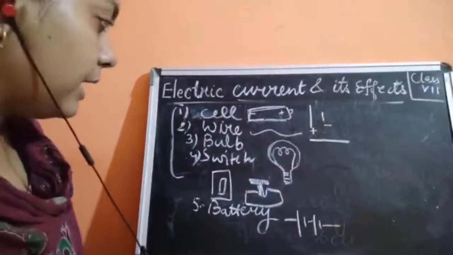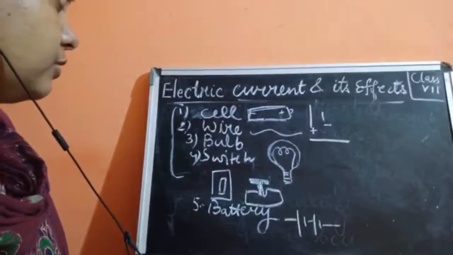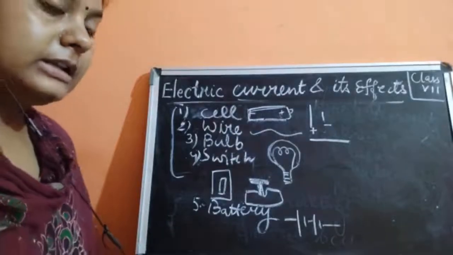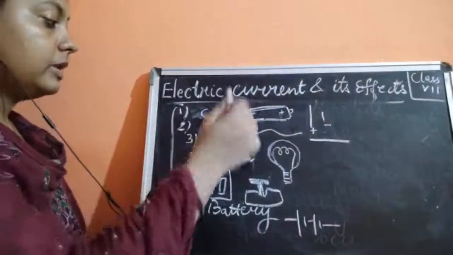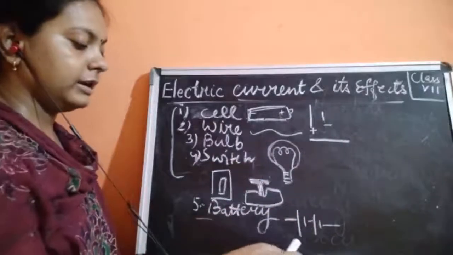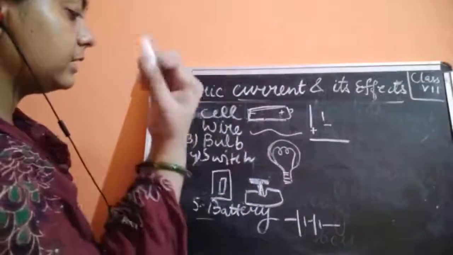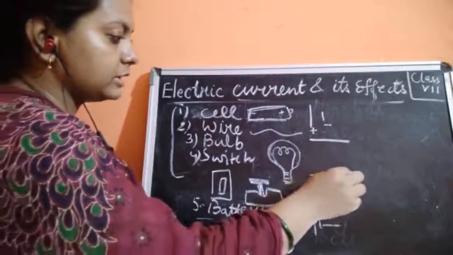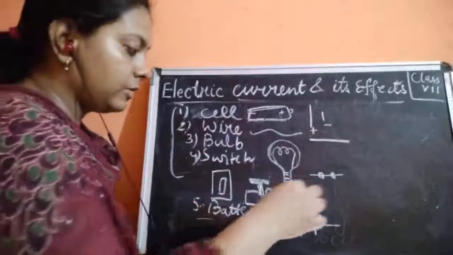Now you have seen the diagram of a cell showing a longer line and a shorter line. You can draw a battery by using a longer line, a shorter line, again a longer line and a shorter line. So this is how you can draw a battery. Now some more components are left, so we'll draw them quickly. The switch will be in on condition and in off condition. A switch in on condition is drawn like this, and sometimes like this.